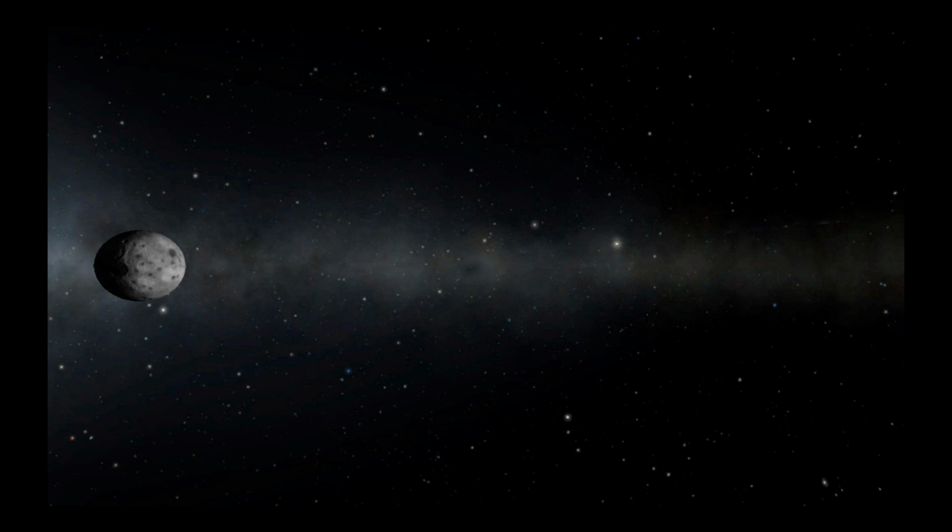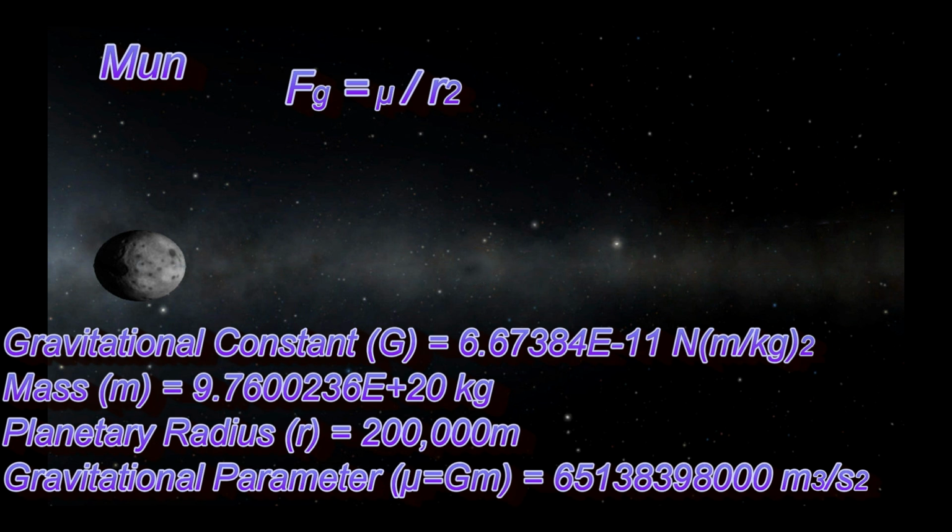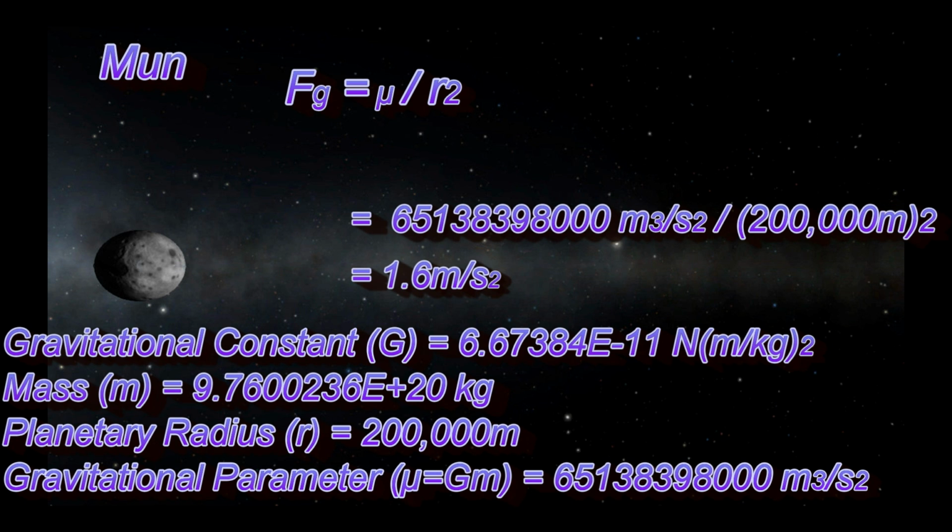So now that's all very good and well for Kerbal, but today we're going to ignore it because we need to ignore atmosphere, so we need to borrow a body that doesn't have one. So we're going to work with the Mun today, and we can apply the same equation to it, get our gravitational parameter for the Mun out at 65138398000, a stupid number, divided by 200,000 meters at the surface, and we end up with 1.6 meters per second squared.